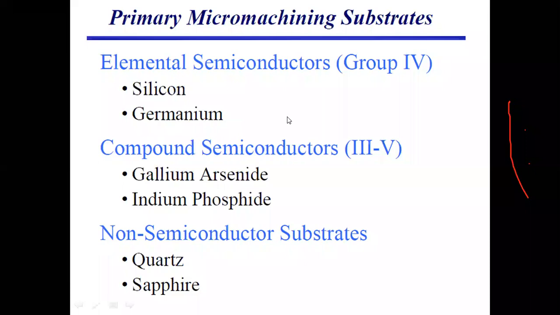Single element wafers such as silicon and germanium are available, and compound semiconductors, gallium arsenide and indium phosphide. Those are available in the market.